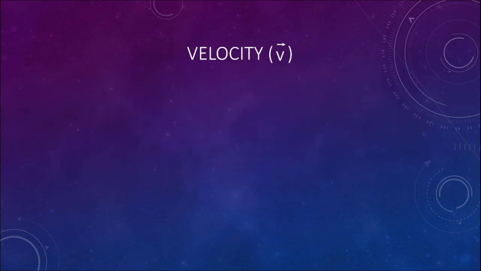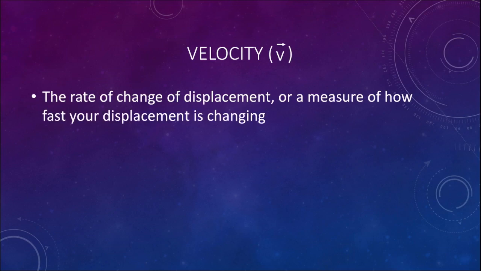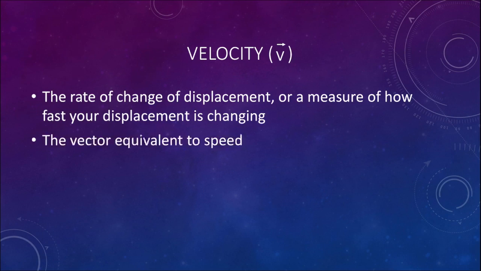Our next rate of change is the velocity, designated with the symbol v with an arrow above. The velocity shows us the rate of change of displacement, or a measure of how quickly our displacement is changing. Velocity is the vector equivalent to speed. Speed does not need a direction, but velocity has an arrow above the symbol. This shows that this requires a direction.